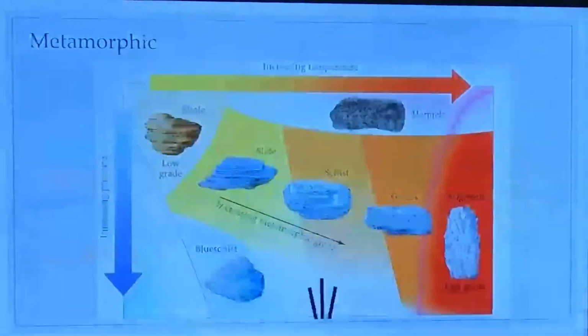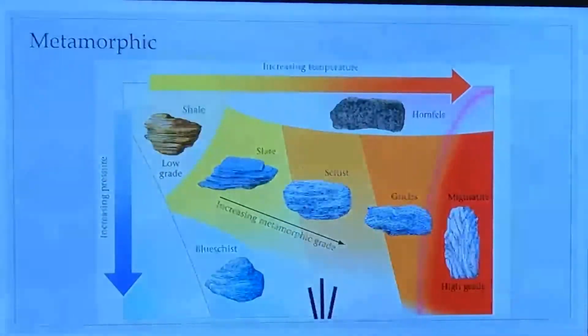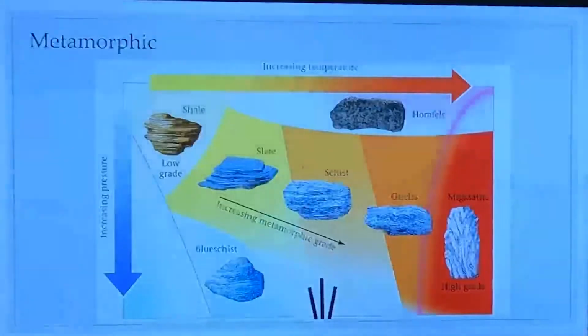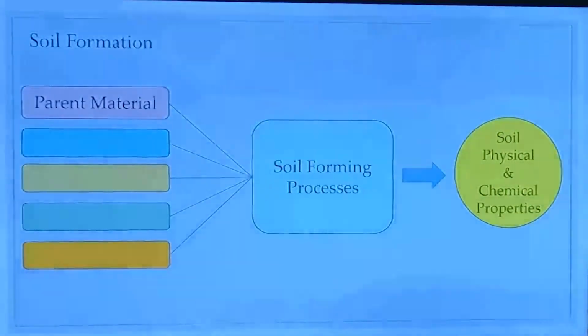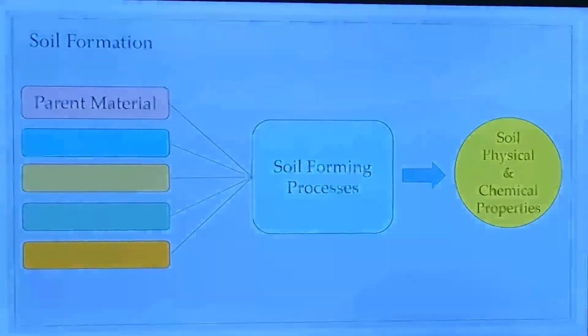So there are 5 soil forming factors. The first is going to be parent material. So which rock was the basis for the soil? Where did the rock come from?